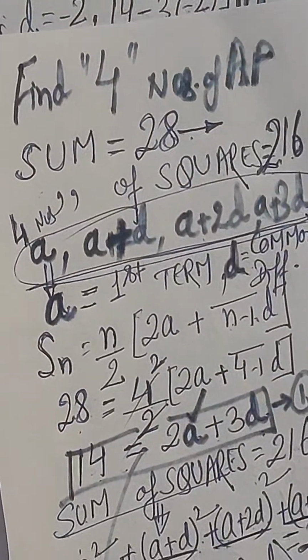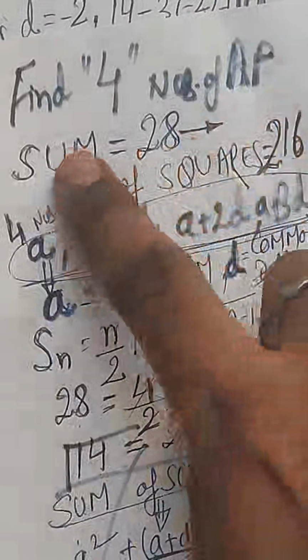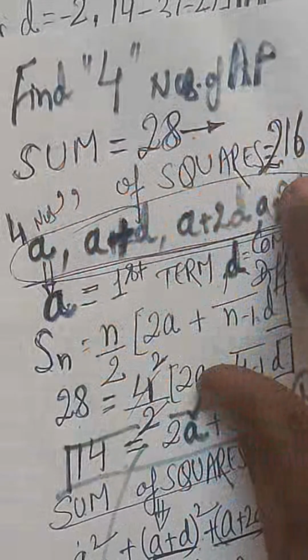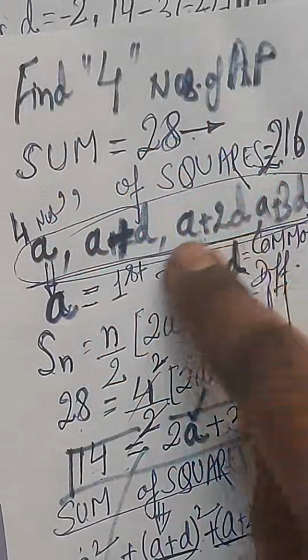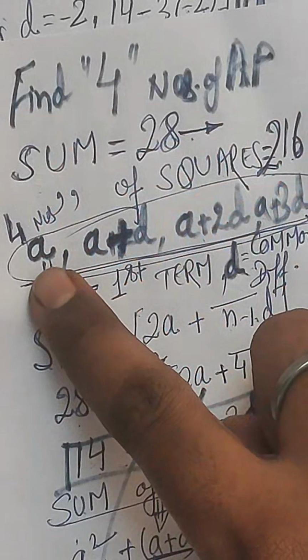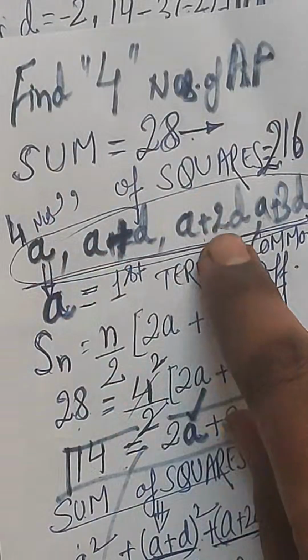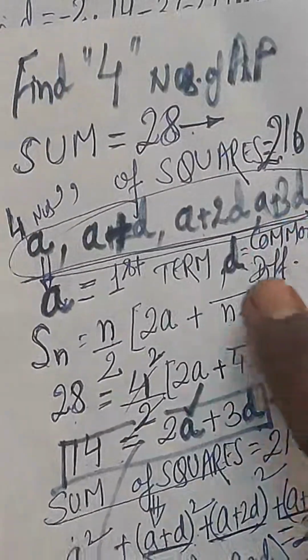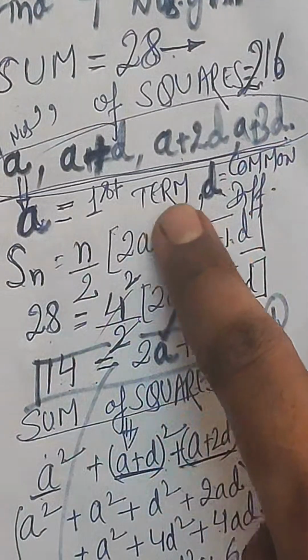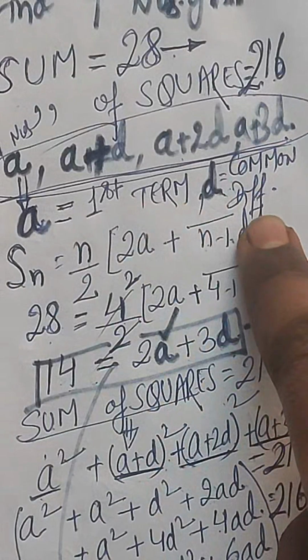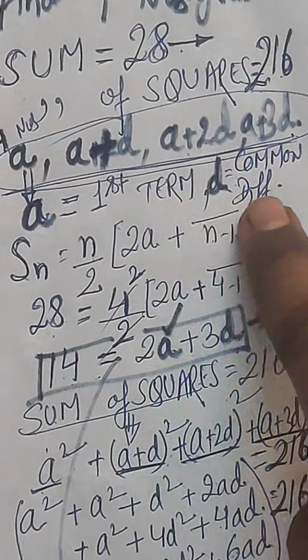So what we did, this was the question: four numbers in AP whose sum is 28 and sum of whose squares is 216. So after that, we considered the four numbers of the AP as a, a plus d, a plus 2d, and a plus 3d. Here a is the first term and d is the common difference, which we have assumed as per the normal formula.